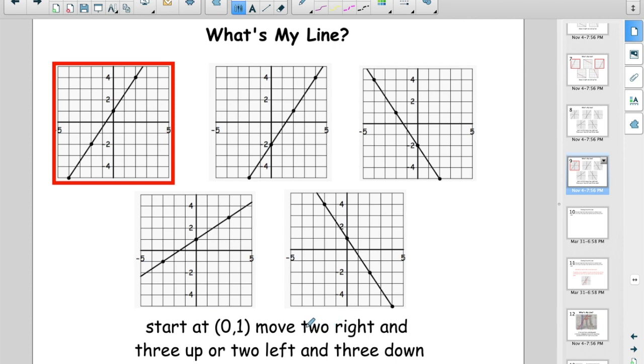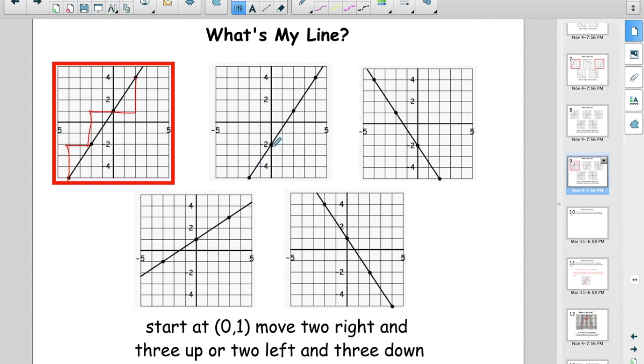And then we were asked to move 2 to the right and 3 up. So let's check that. We are going 2 to the right and 3 up to that next lattice point. We could also describe the lattice points as moving left and down. So we can move 2 to the left and 3 down. And notice now we've traced out every single lattice point in this particular line.